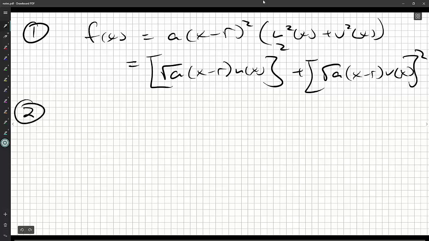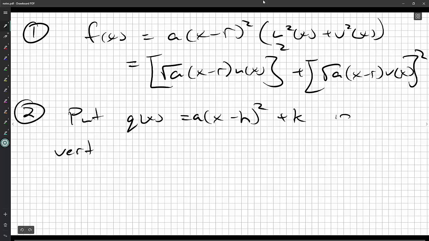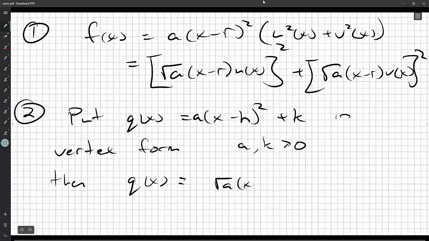Case 2 is a little trickier. Let's put q of x in vertex form. So both a and k are positive. That way we never get 0, and we're always above the axis. Then q of x can be written as root a x minus h squared plus root k squared.